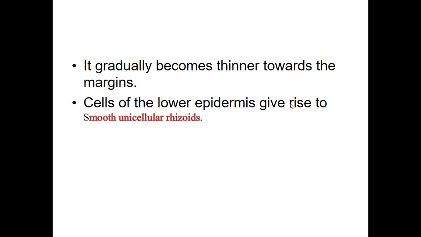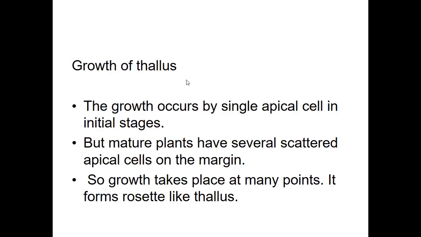And the lower epidermis shows the presence of smooth unicellular rhizoids. So this is also an important point here, that's why I made it bold. Whereas in the case of Marchantia, we can see two different types of rhizoids: one is smooth-walled rhizoids and another is tuberculated rhizoids. But in the case of Anthoceros, we come across only one type of rhizoid, that is smooth unicellular rhizoids. Okay, so this is the internal structure.